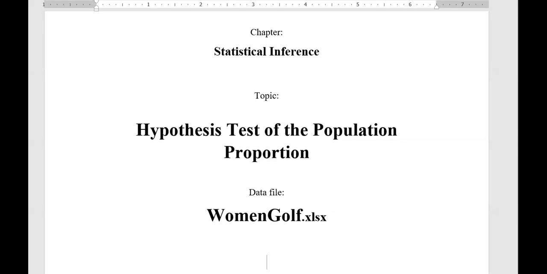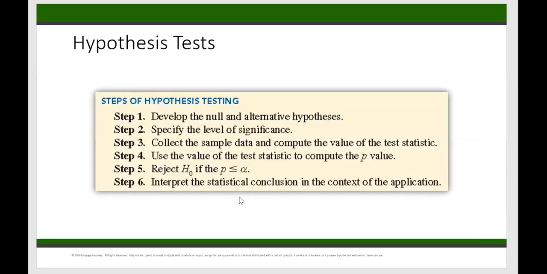In this video, we're going to see how to perform hypothesis test of the population proportion. And for that, we're going to use data file WomenGolf. So the process of hypothesis testing for population proportion is pretty much the same as the hypothesis testing process for population mean. So we still need to develop null and alternative hypotheses.